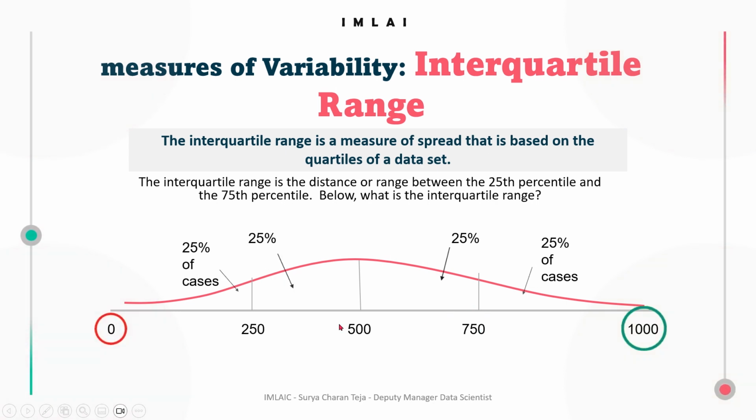So 750 minus 250 is equal to 500, and this is the interquartile range, exactly from here to here. So this is our interquartile range. Let's take a simple example first before we jump into the next one.